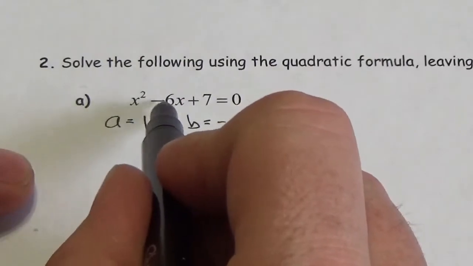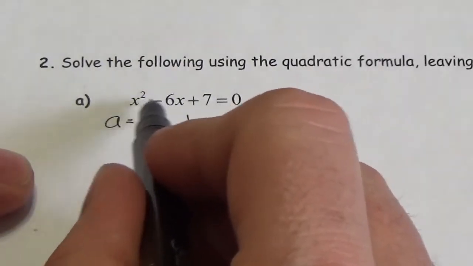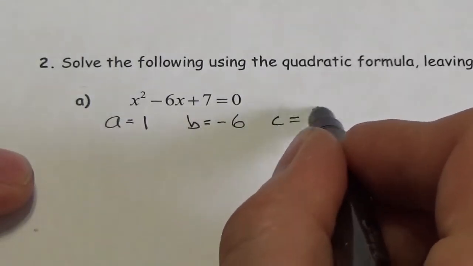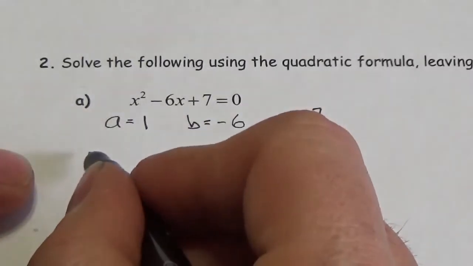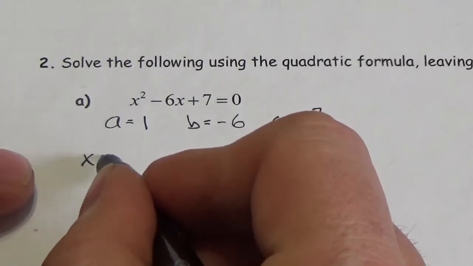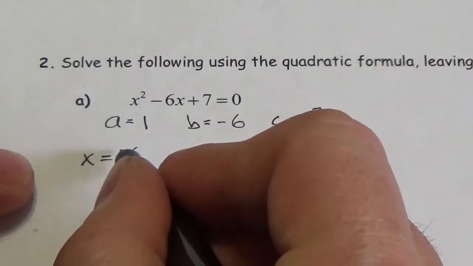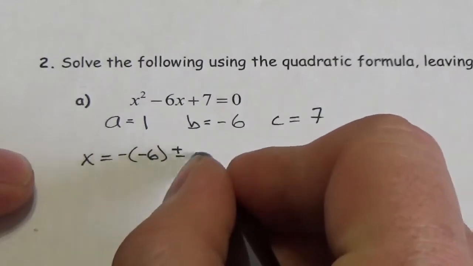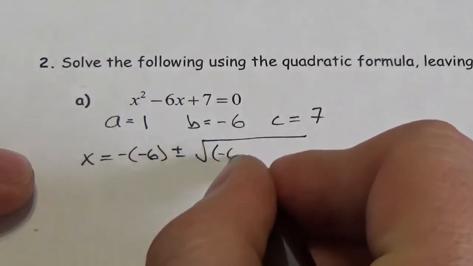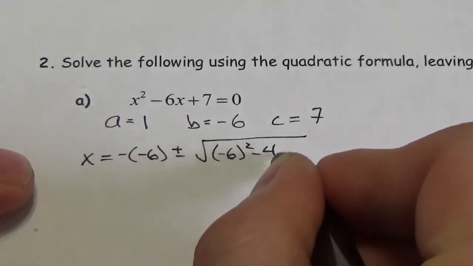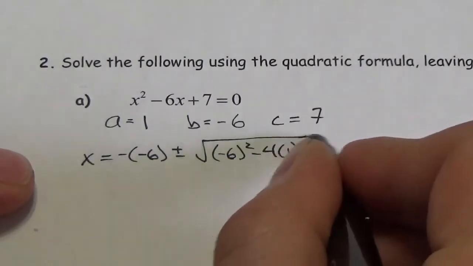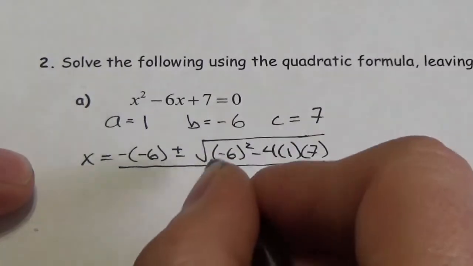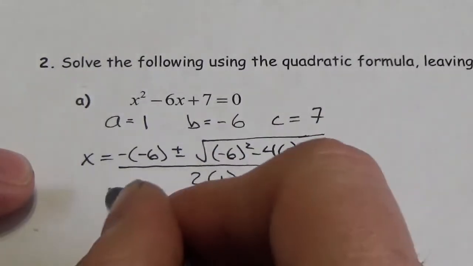And I will pull that negative in. If there's ever a subtraction between, I will pull that in as a negative on that value. And my c value is going to be 7. So now my quadratic formula says that x will be the negative of the b value plus or minus the square root of the b value squared minus 4 times a, which in this case is 1, multiplied by c. And this is all over 2 times the a value.